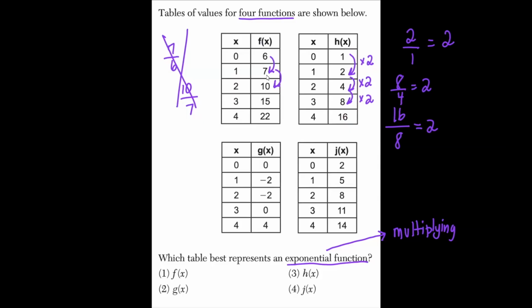That same relationship doesn't exist here. I could check the other choices as well, but I can see that they're not going to work. G of x is actually also quadratic, which you might notice based on the symmetry here. And J of x, looking at that, looks to be linear. It's adding 3, 5, plus 3, 8, plus 3. That one's linear.